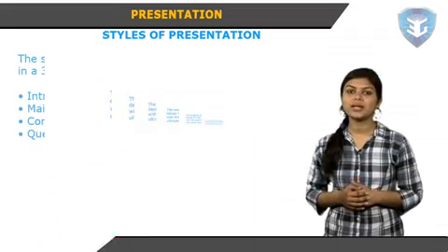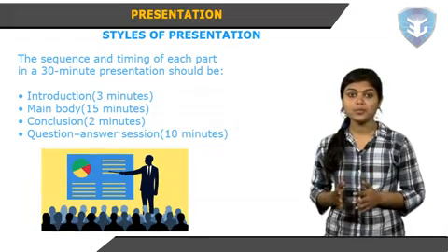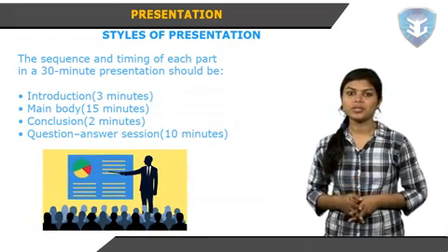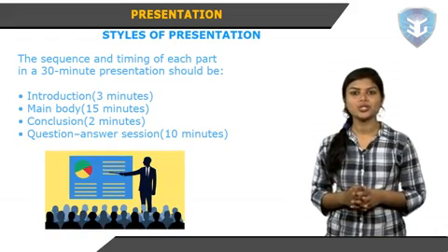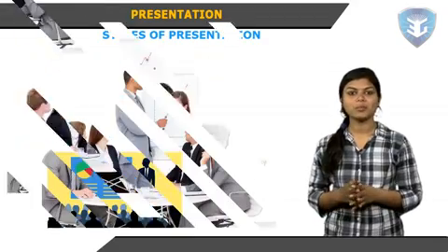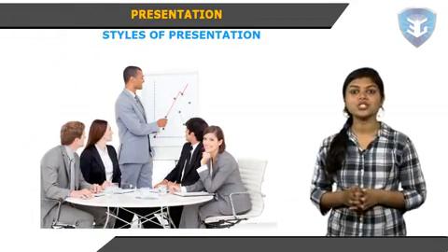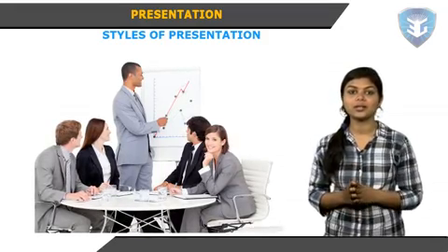The sequence and timing of each part in a 30-minute presentation should be introduction for 3 minutes, main body 15 minutes, conclusion 2 minutes, question answer session 10 minutes. The presentation should be designed in such a way that it is logical, clear, and complete in the 30 minutes allotted to it.